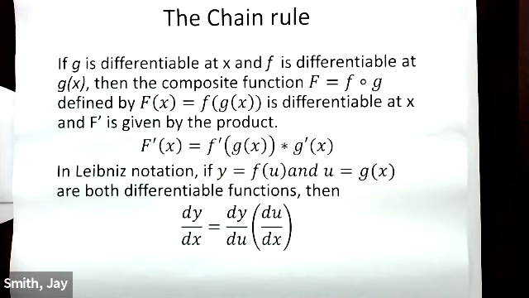So that's in the Newton notation. In the Leibniz notation, if y is equal to f of u and u is equal to g of x are both differentiable functions, then dy dx, or the derivative of y with respect to x, is equal to dy du times du dx.